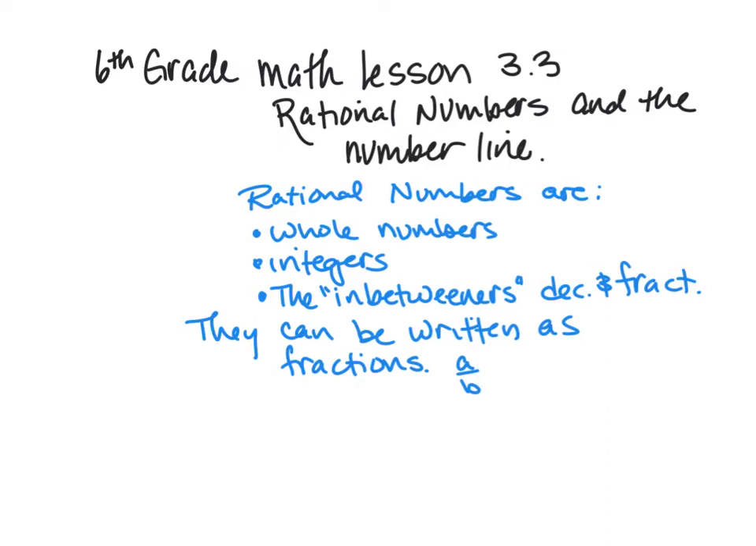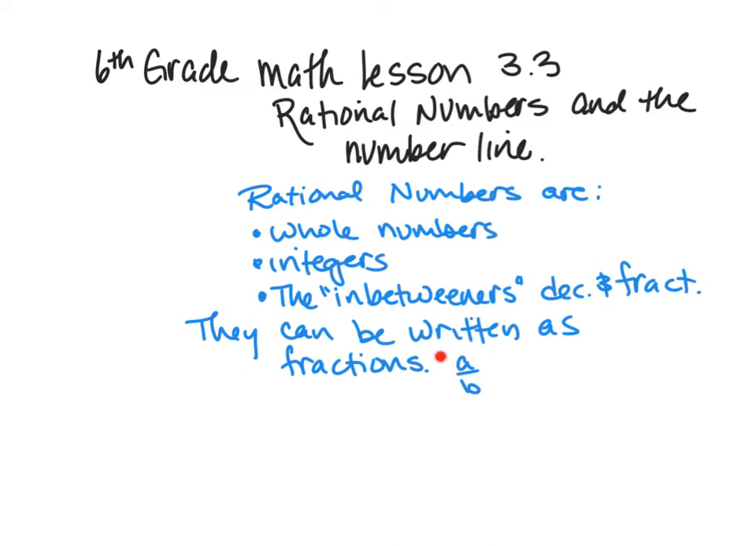Rational numbers are the whole grouping that includes whole numbers 0, 1, 2, 3, and so on, integers 0, 1, 2, 3, and their opposites -1, -2, -3, and so on, and the in-betweeners, as I call them: any decimals or fractions that fall in between those whole numbers and integers. So that's what rational numbers all encompass.